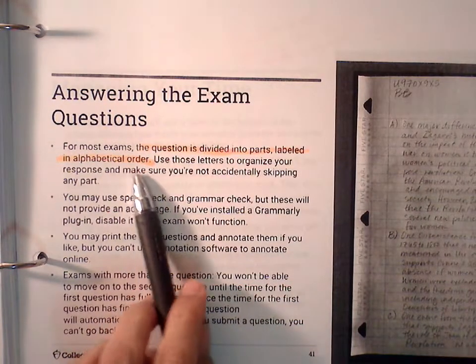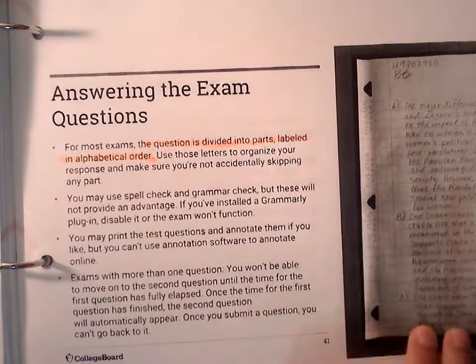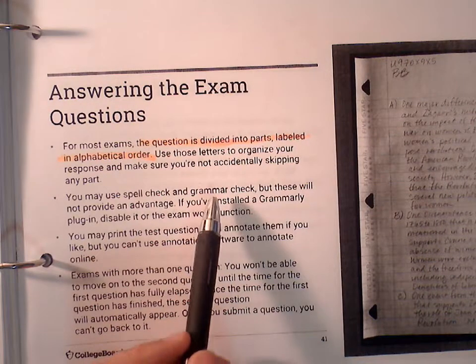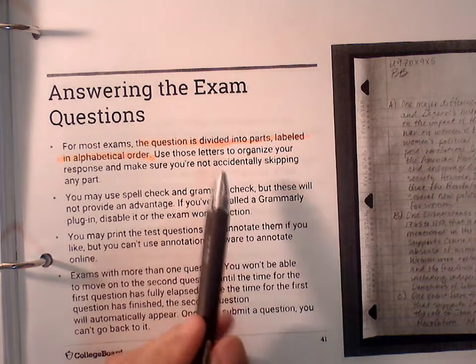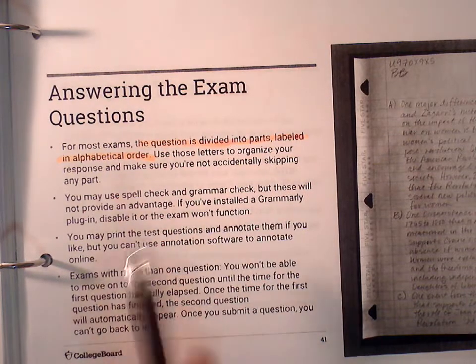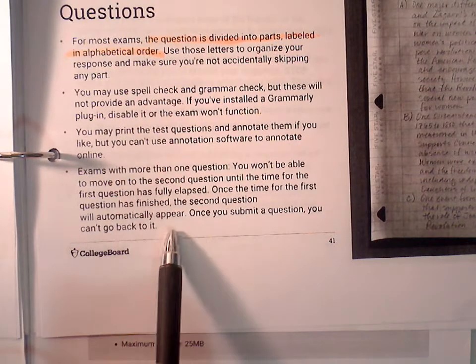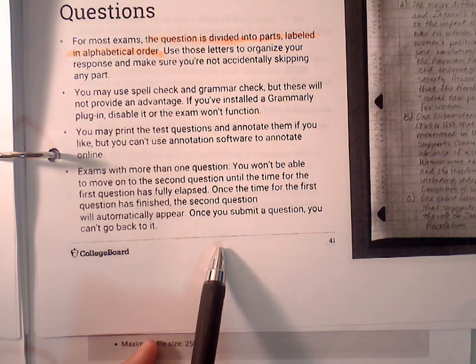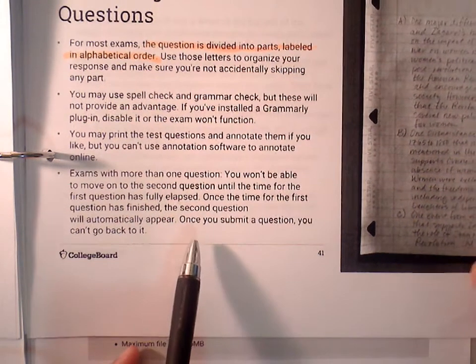For most exams, the question is divided into parts labeled in alphabetical order. So for question 1, you may see A, B, C, D, E, F. Read through this if you like. I don't see anything that really stands out for me to point out to you.